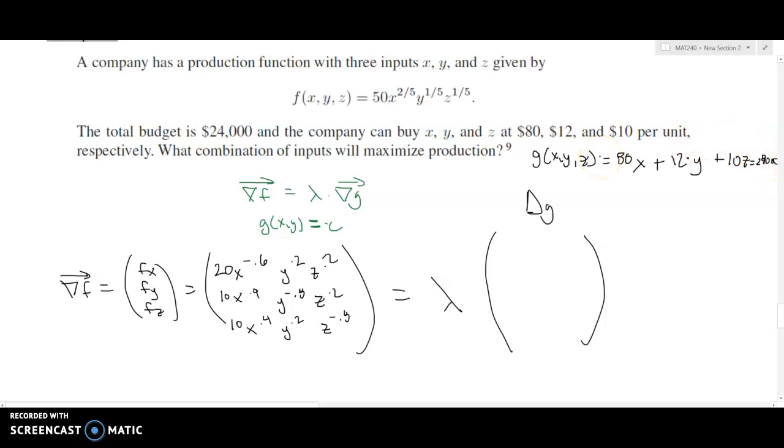So when we take the partial of 80x plus 12y plus 10z, we get 80, 12, and 10. And so here we have three equations, one being the 20x, this guy here equals lambda times 80, this guy here equals lambda times 12, and this guy here equals lambda times 10. But we also need our fourth constraint, 80x plus 12y plus 10z equals 24,000.